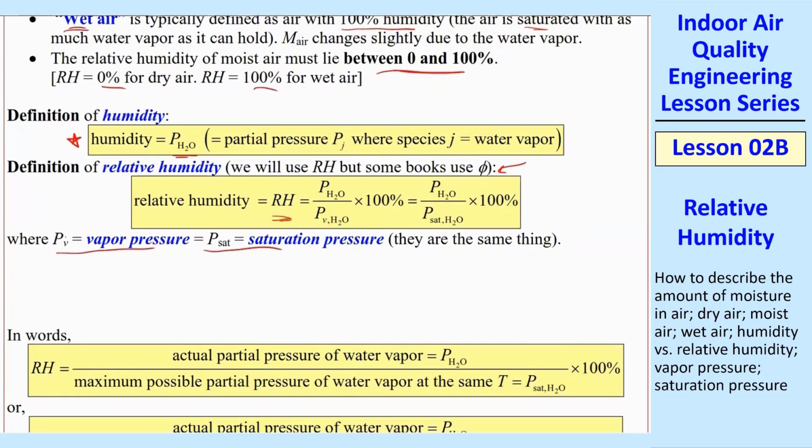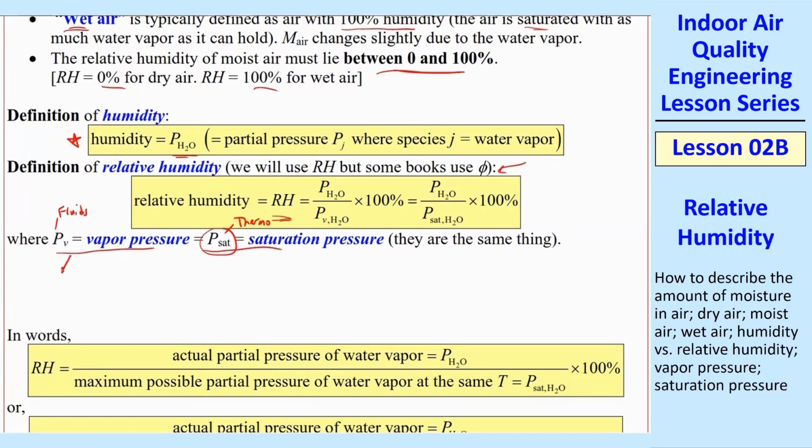Now, the vapor pressure is what fluids people usually use. In a fluid mechanics book, they'll use PV. PSAT is what the thermo people usually use. So you'll find that if you look up this in a thermodynamics book. I will use the two interchangeably. So sometimes I'll use one, sometimes the other, depending on my mood, I guess.